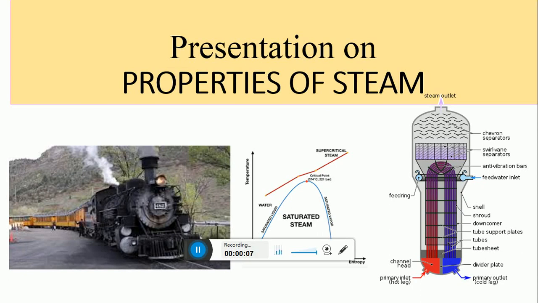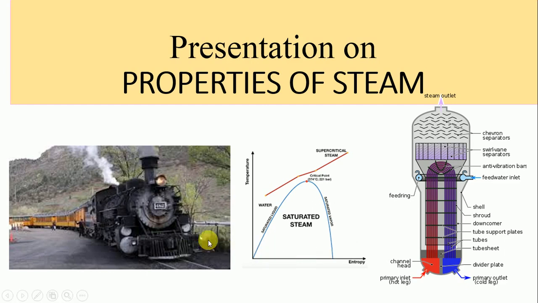Now in this lesson we will see how water is converted into steam by various processes. In the picture, if you see here, the steam engine is there. This one is the graph for temperature versus entropy, and this picture shows the conversion of water into steam. This is a boiler.